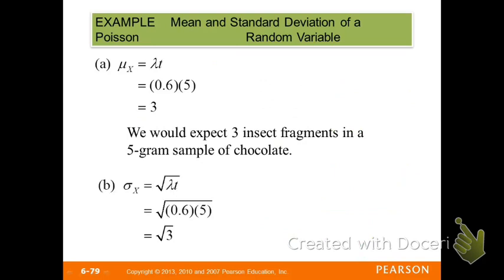Okay? And likewise, we said that it'd be easy to find standard deviation then. It's just the square root of lambda t, which is basically the square root of mu. So whatever the square root of 3 is, which is basically a little over 1. All right.